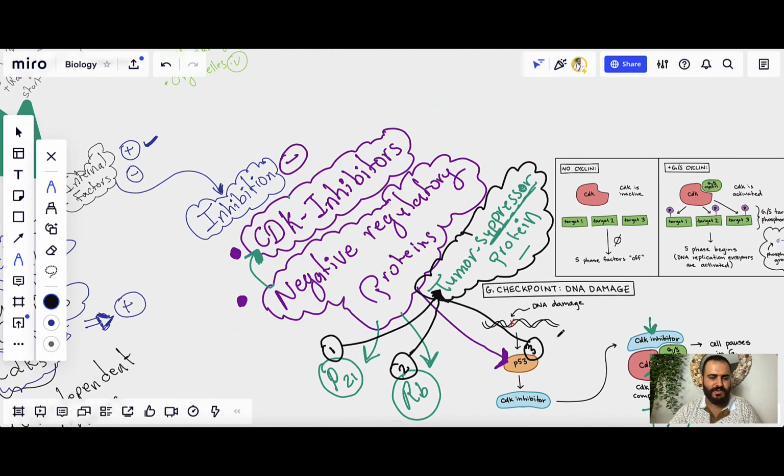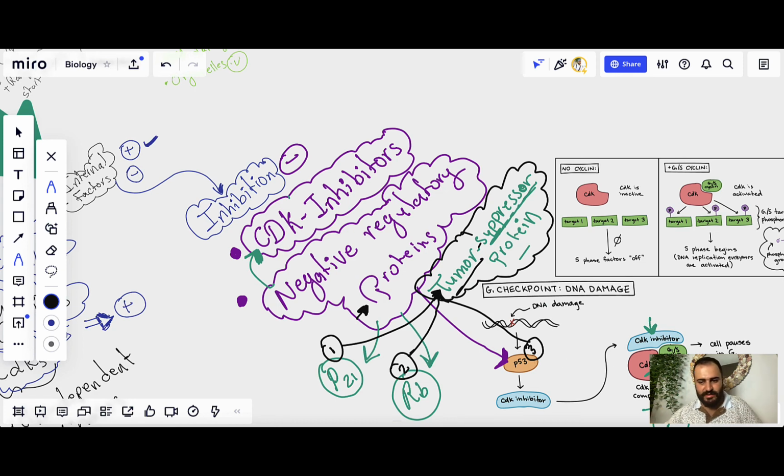What is the importance of this? Is stopping the cell cycle something bad? No, definitely not. Why? Because the absence of inhibition will lead to uncontrolled cell growth, will lead to cancer, will lead to the formation of tumors. The name implies the function: tumor suppressor proteins suppress, meaning they stop the formation of a tumor. So if there are mistakes or mutations in the genes that form these proteins, as a result these proteins won't be activated.